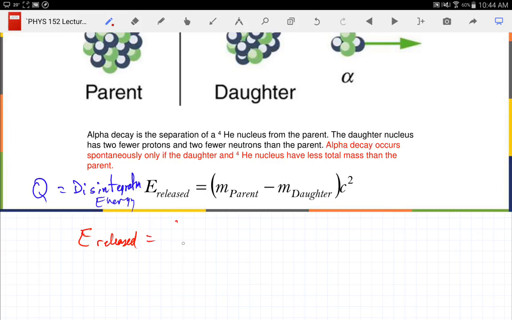is equal to the mass of uranium-238 minus the mass of thorium-234 plus helium-4. I put helium-4 because that's what I'd have if I took the alpha particle and put 2 electrons on it. So I took the 2 electrons off the thorium and put them on the alpha for my math. And then I need to multiply that by speed of light squared.